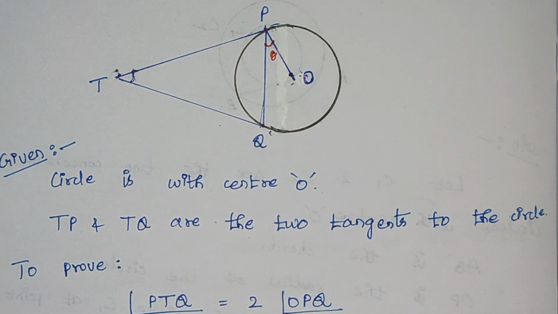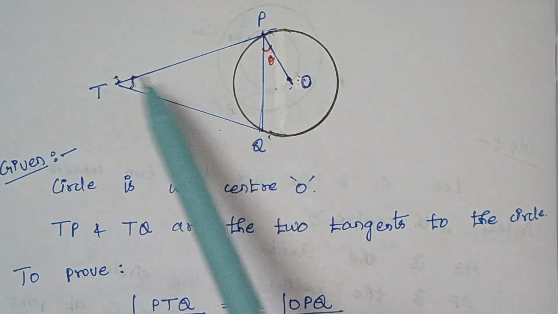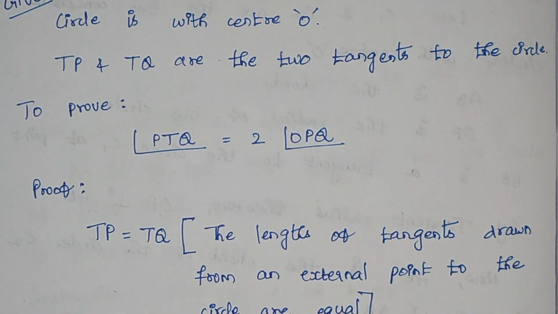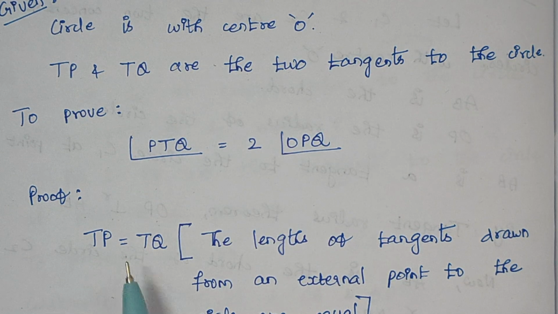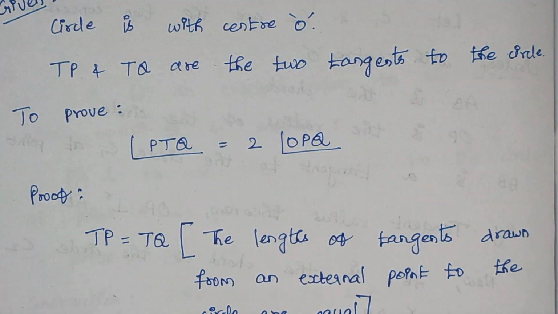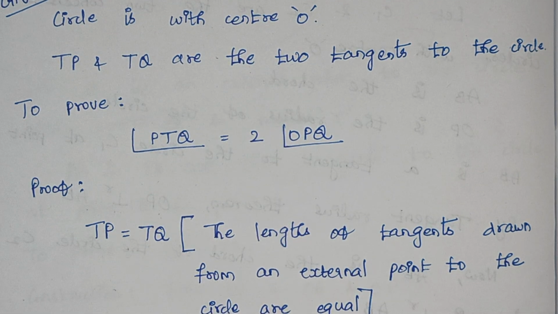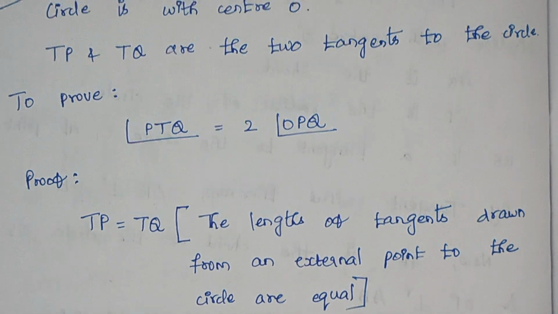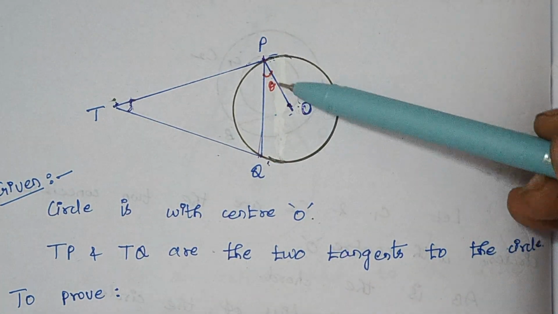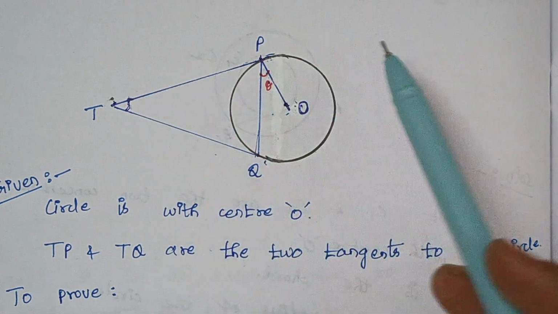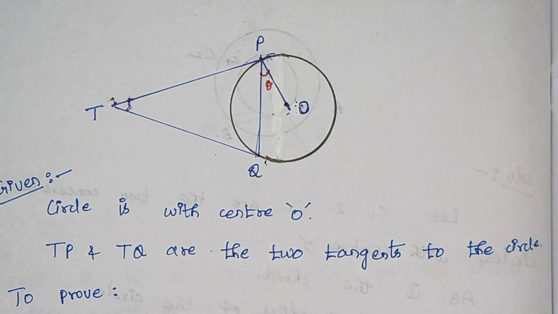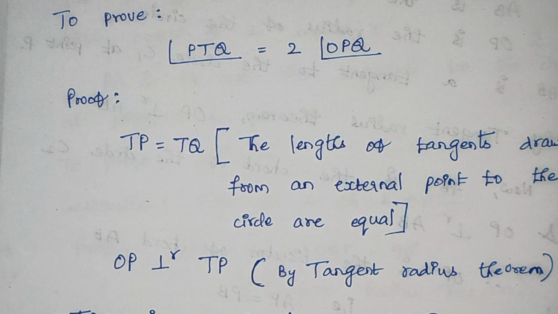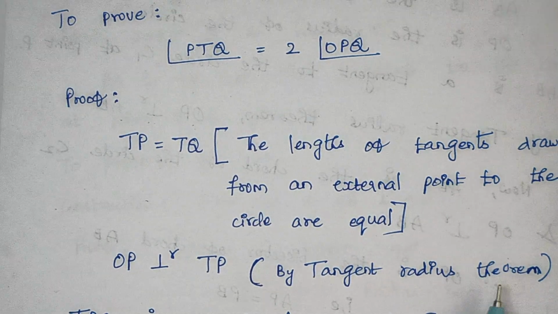This is the circle with center O, T is the external point, and TP and TQ are the tangents. So the proof is, you see, TP is equal to TQ. This is based upon our theorem 10.2: the lengths of tangents drawn from an external point to the circle are equal. The next thing is, here OP is the radius and TP is the tangent. Then OP is perpendicular to TP. So just include that point also: OP is perpendicular to TP. This is by theorem 10.1.